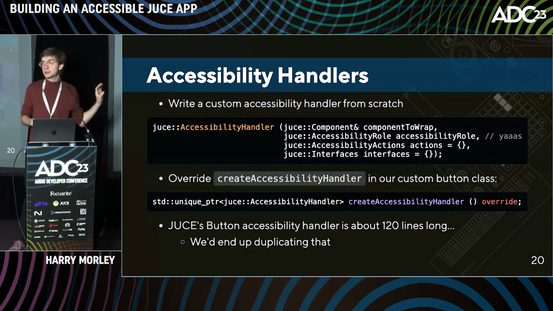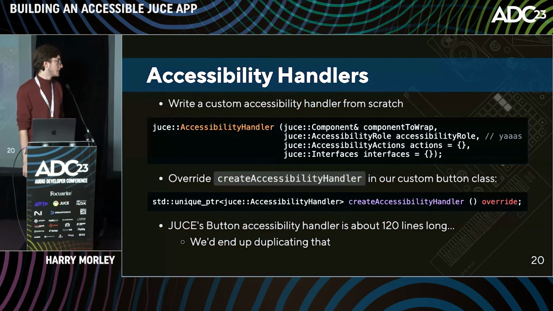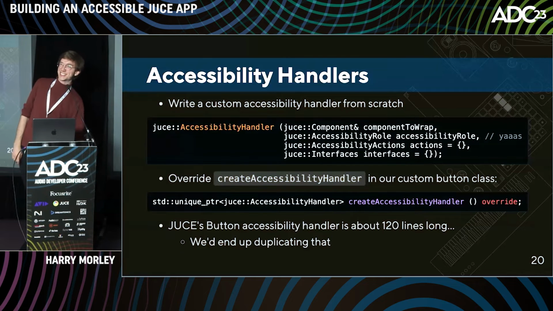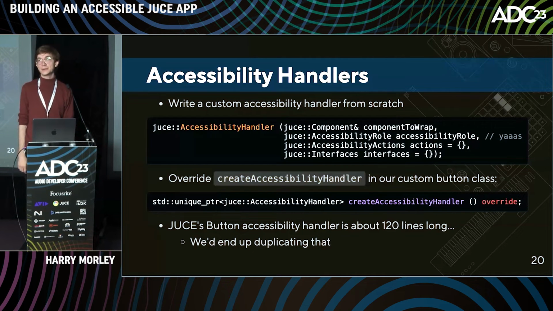Actions and interfaces, we're not going to go into today, but that is generally how to interact with the component and how to get the current value out. You can define specific ways of doing that. So if we were to go ahead and write an accessibility handler for our button, we would end up duplicating the inbuilt Juce one, which is about 100 lines long. I can't fit 100 lines on a slide. So how can we not do that?